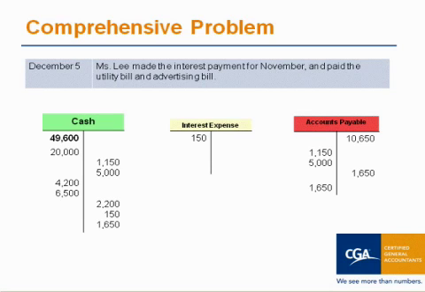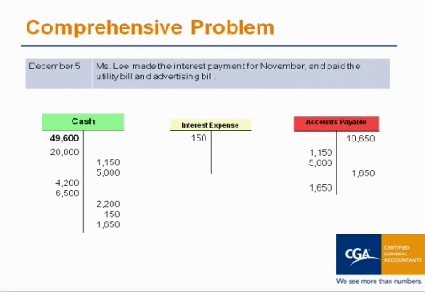Moving on to December now. On December 5th, Ms. Lee made the interest payment for November, and she also paid the utility bill and the advertising bill. So let's look at the interest expense first. And notice that the interest expense is going to be debited for $150. So how did I come up with $150?